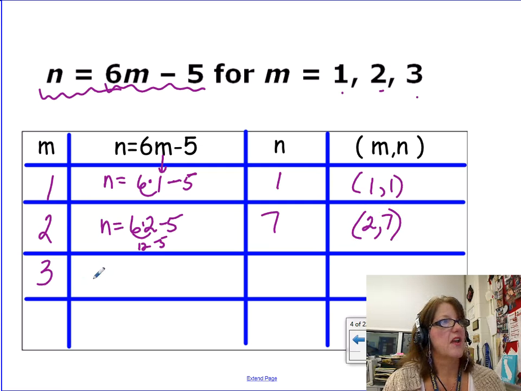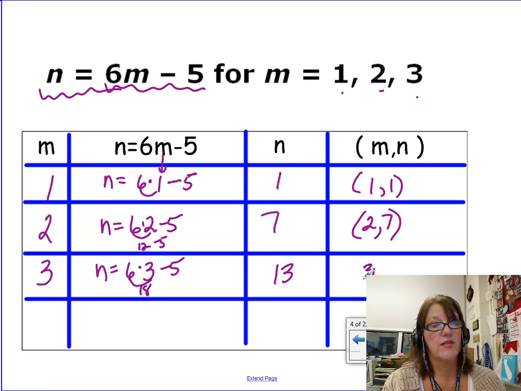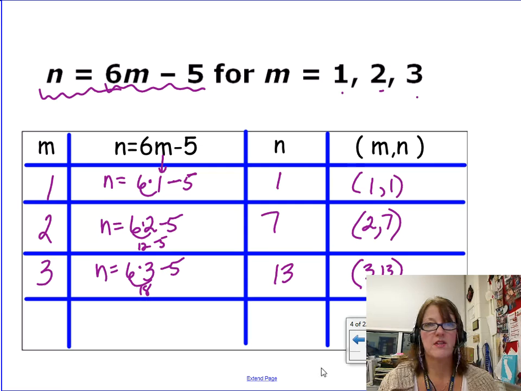And the last one at 3, n equals 6 times 3 minus 5. Well, 6 times 3 is 18, and 18 minus 5 is 13. So a 3 for n gives me a 13. Put parentheses around it. There's your ordered pair. Okay, all 3 of these are what we call solutions, or ordered pairs that work in this particular equation.